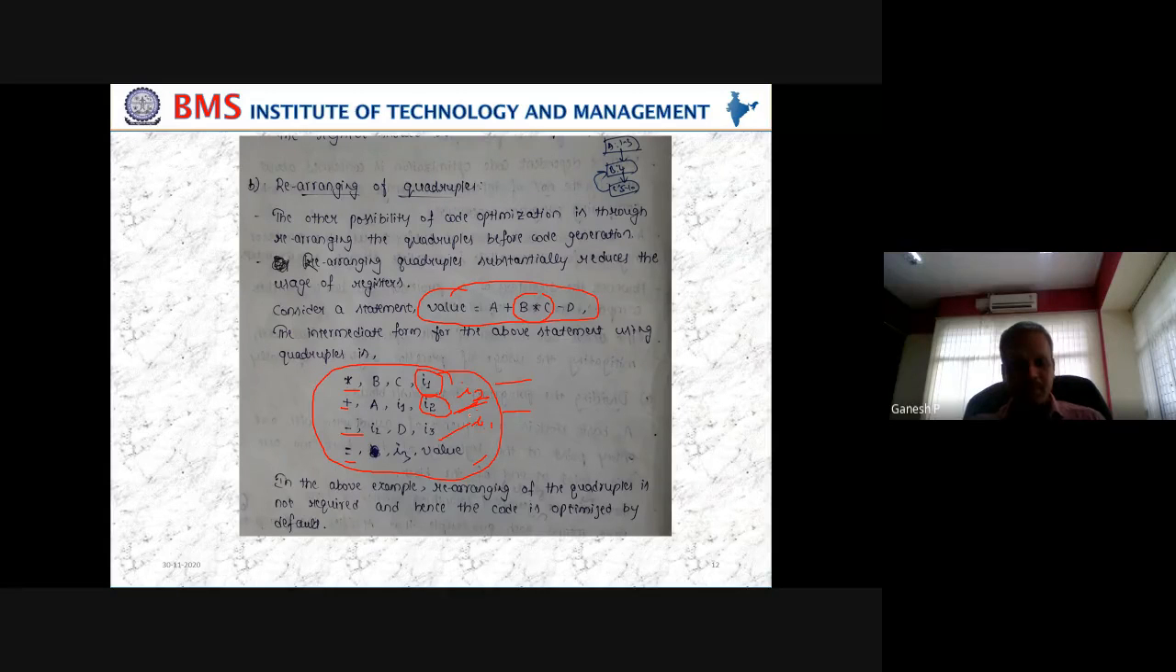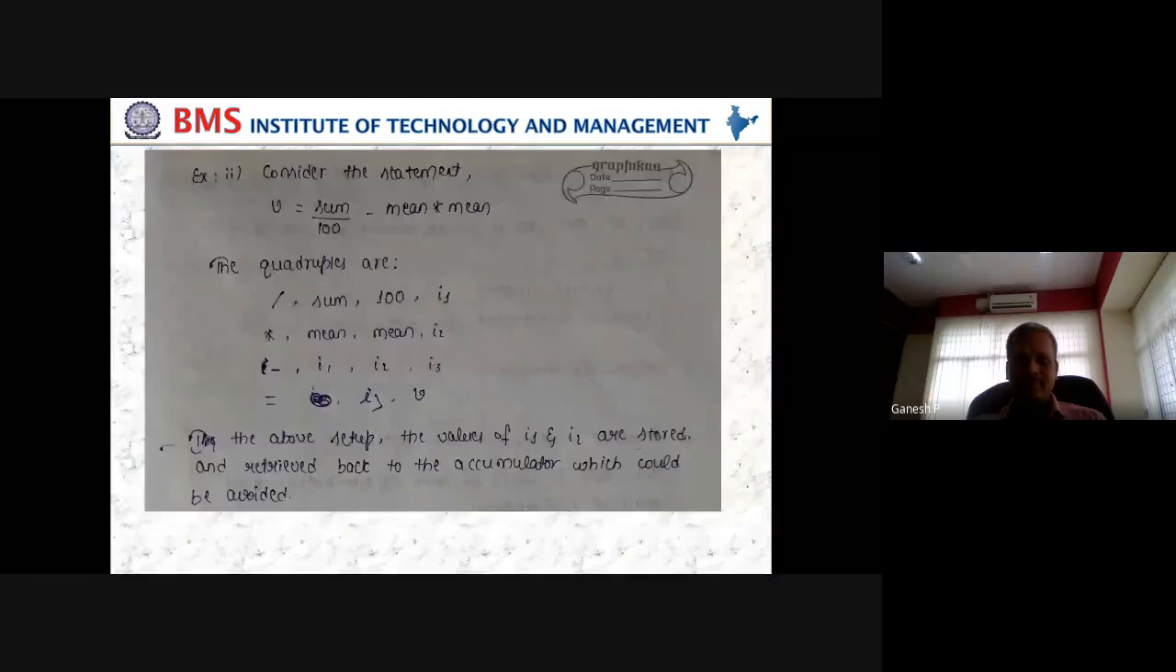Probably you may not be able to appreciate here. Let us take one more example, which is a regular example, variance. We will see what is the rearranging of quadruples. So meaning that by rearranging the quadruples, you are going to reduce the data transfer that is unnecessarily required between the processor and memory or vice versa. So is that really going to make some sense? Yes. Let us take an example here.